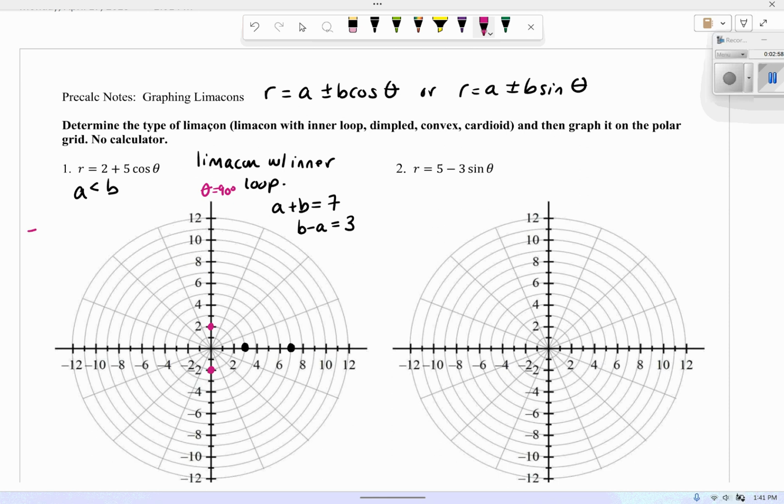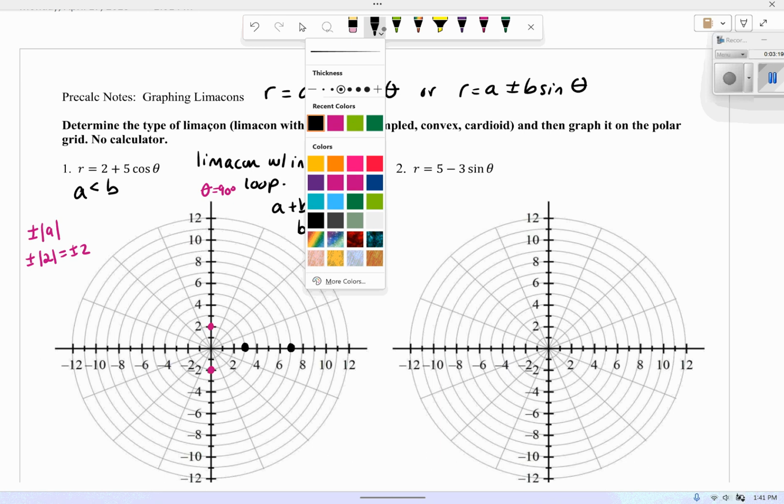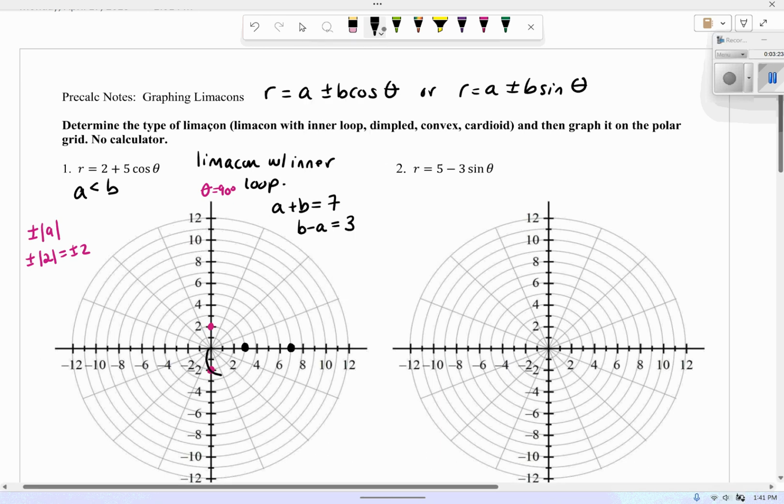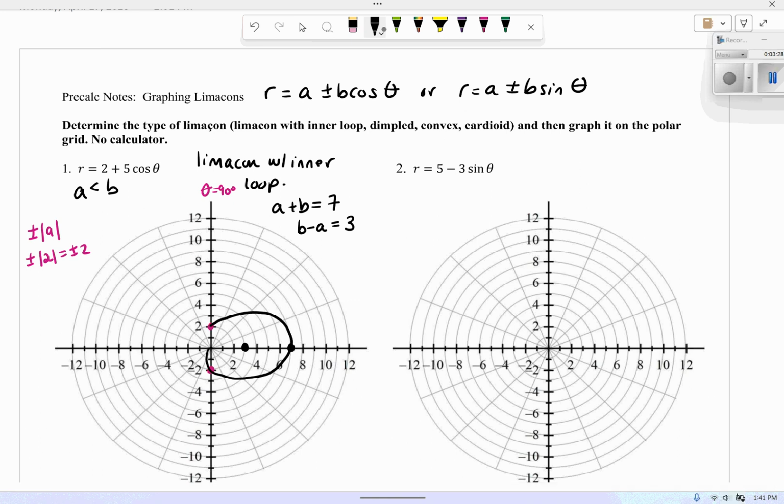So the other intercepts are plus or minus the absolute value of a. So plus or minus the absolute value of 2 is plus or minus 2, gives us these two intercepts on the other line, which, again, is really theta equals pi over 2 or 90 degrees. So then we just have to draw the limacon from there. So it's kind of like a heart shape. It goes around, and this gives us the inner loop.